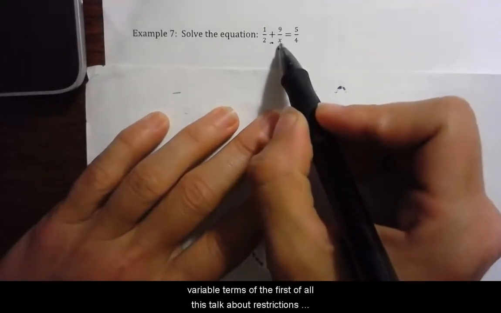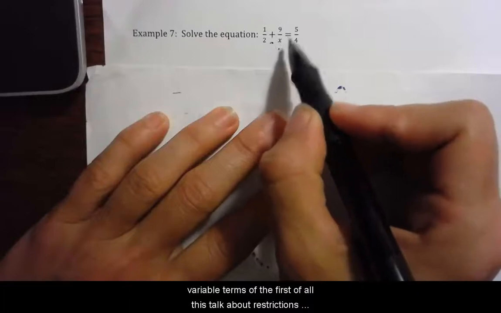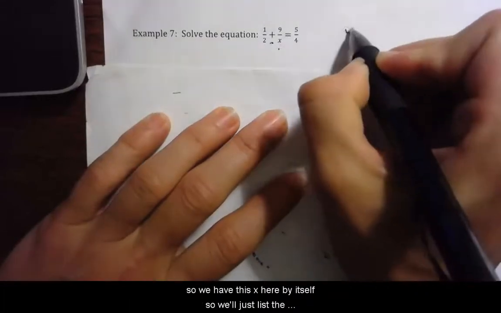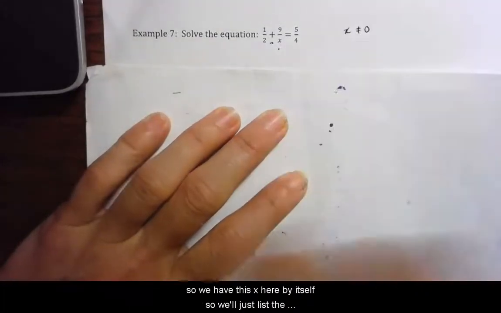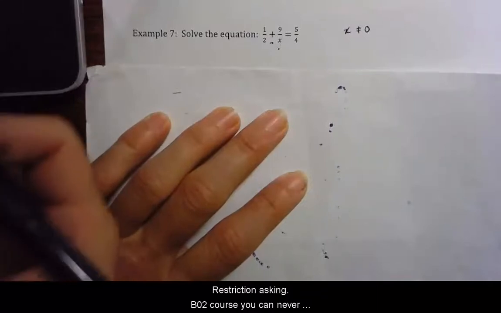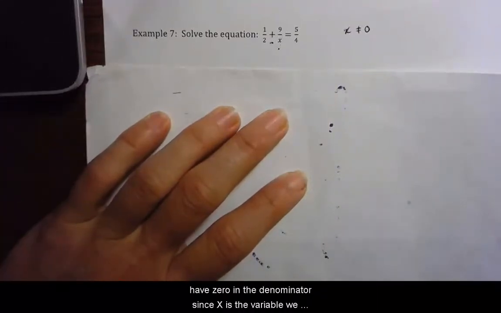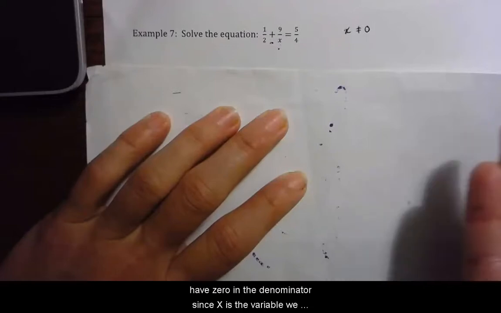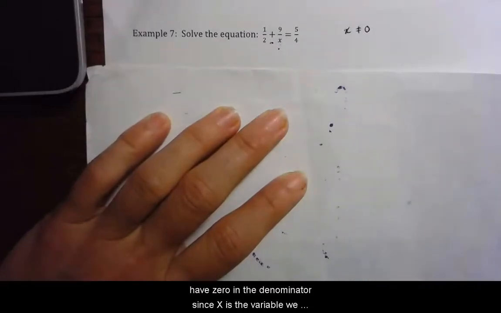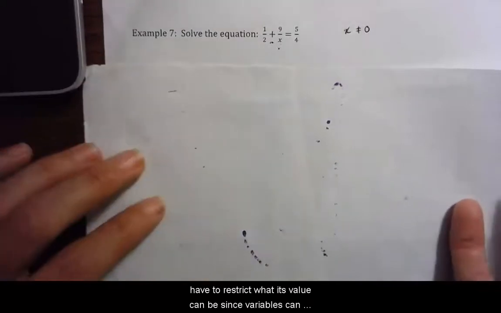So we have this x here by itself. So we'll just list the restriction. X cannot be 0. So of course you can never have 0 in the denominator. Since x is a variable, we have to restrict what its value can be, since variables can theoretically be anything.